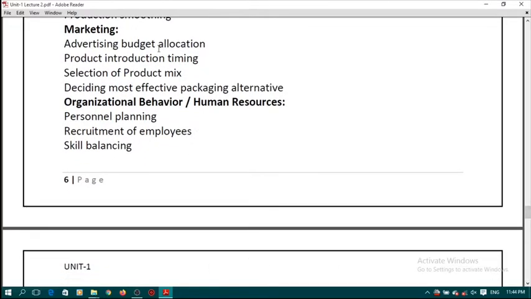In marketing: advertising budget allocation, product introduction timing, selection of product mix, deciding the most effective packaging alternative. These are the major decisions and we need OR there. Now, human resource management or organizational behavior.